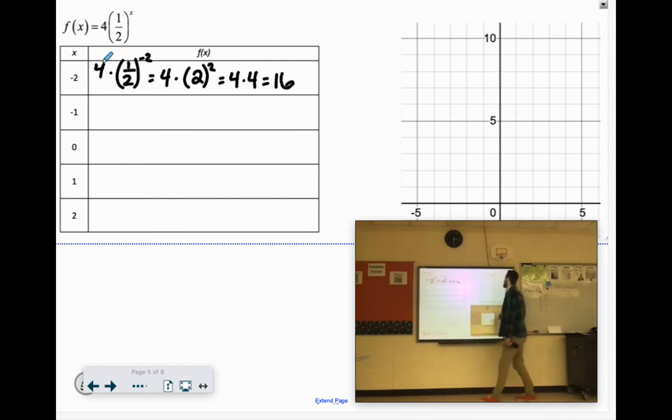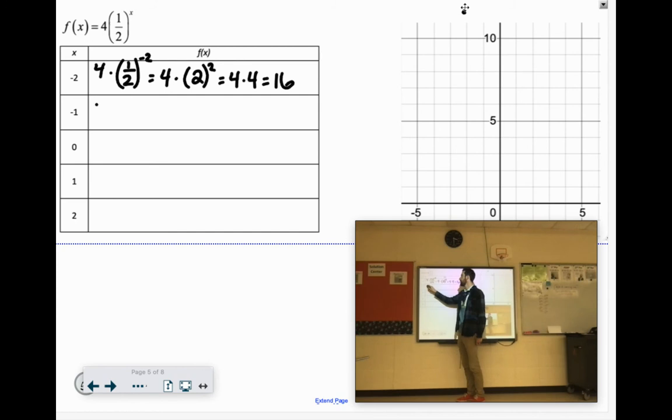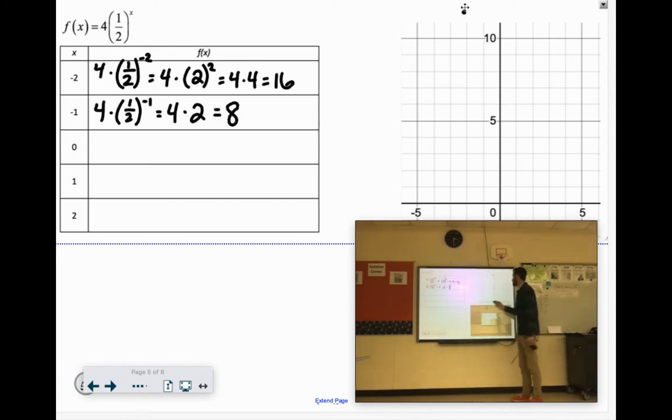So we go to the point -2, 16, which would be way up there. Just keep in mind, it's even beyond our graph. Let's try -1. 4 times 1/2 to the negative first power. Again, if it's a negative exponent on a fraction, just flip it and make it positive. So if we flip it, it's 2 over 1, which is 2. To the first power is just 2. So we have 4 times 2, 8. So -1 and 8. Hey, there we go. We're on the graph, folks.